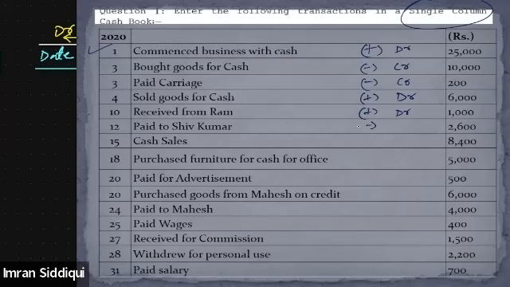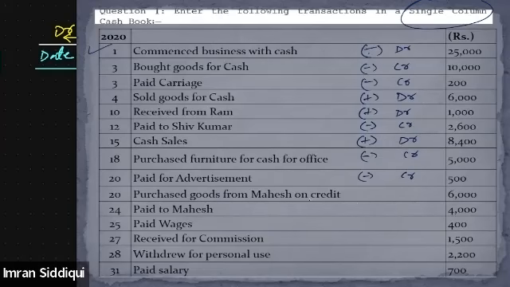Paid to Shiv Kumar: this is an outflow, credited. Cash sales will increase the value of the cash, debited. Purchase furniture for cash: this is going to reduce the cash, on the credit side. Paid for advertisement will reduce the cash on the credit side.